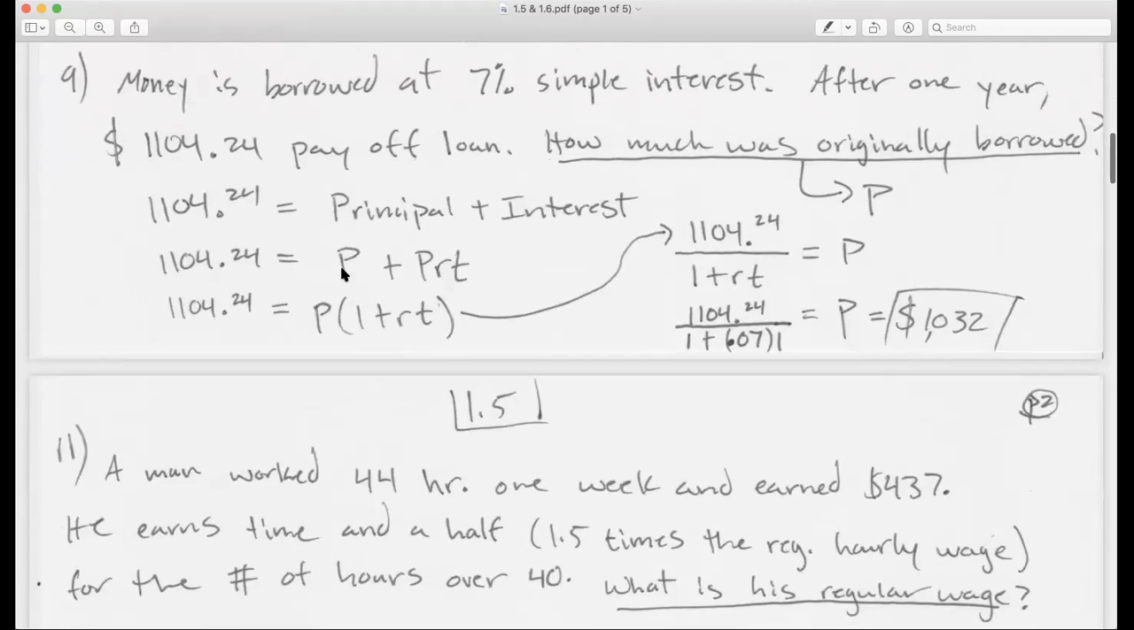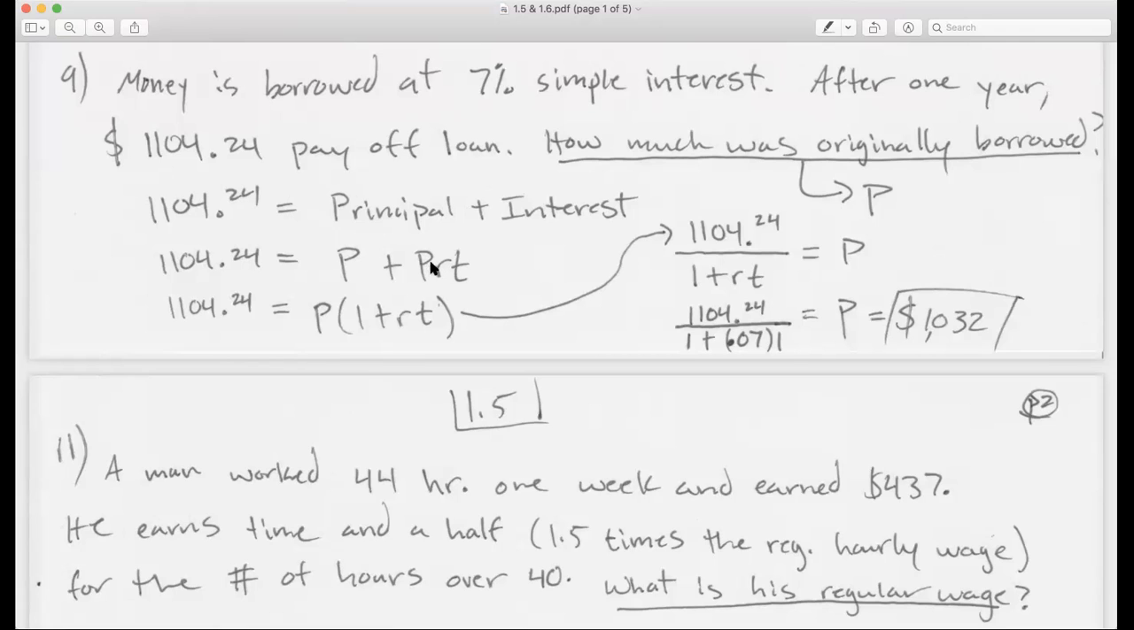Number 9, money is borrowed at 7% simple interest. After 1 year, 1104.24 pays off the loan. How much was originally borrowed? So I'm telling you right now that quantity is called P, which is the principal. So in this loan, to pay it off, you have to pay the principal plus the interest. And the formula for simple interest is P times R times T multiplied.